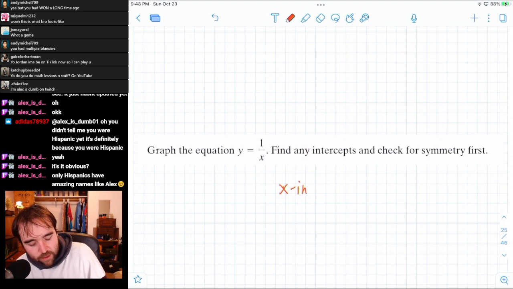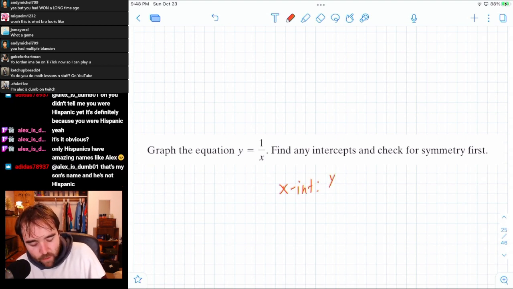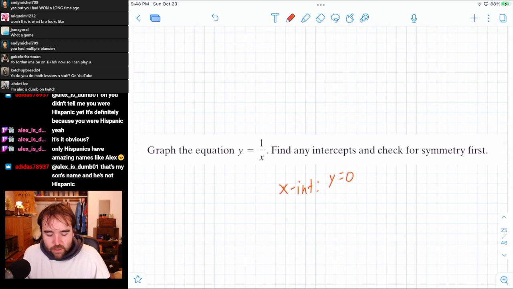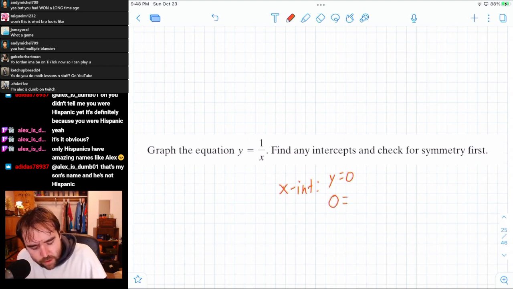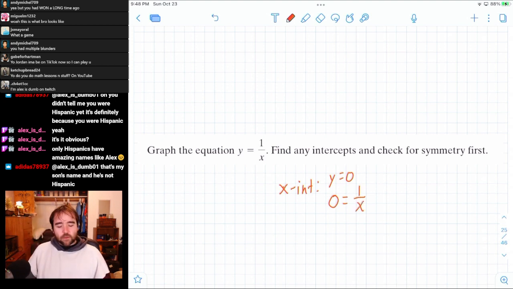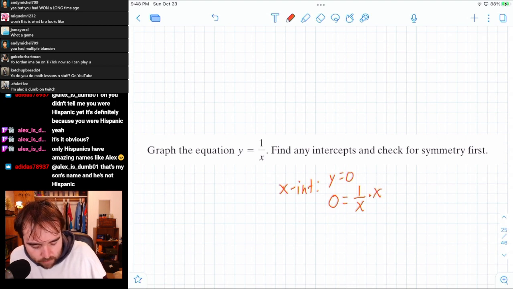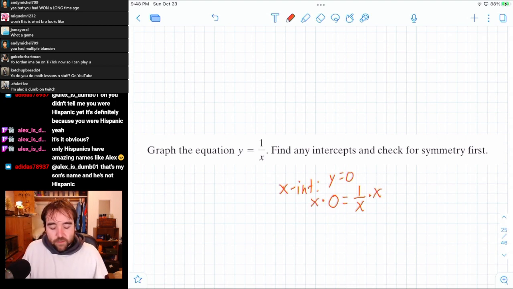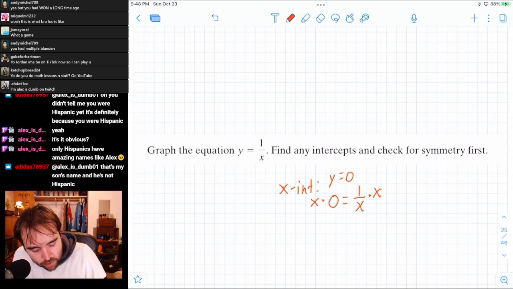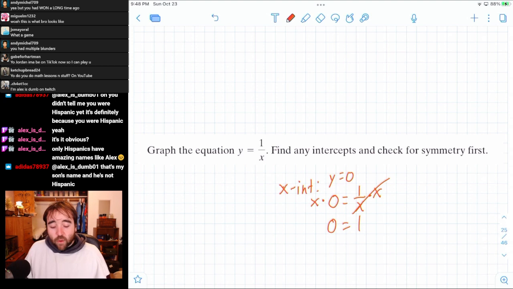So x-intercept, how do you find an x-intercept? Well, you make y equal to 0. And so what happens if you make y equal to 0? Well, 0 equals 1 over x. But now, if you try to solve for x, what could you do here? Well, you could multiply both sides by x. That's a legal move, right? But what happens when you multiply both sides by x? X times 0 just gets to be 0. And then over here, those x's cancel out and you're just left with 1. You get 0 equals 1. And so we get no solution.